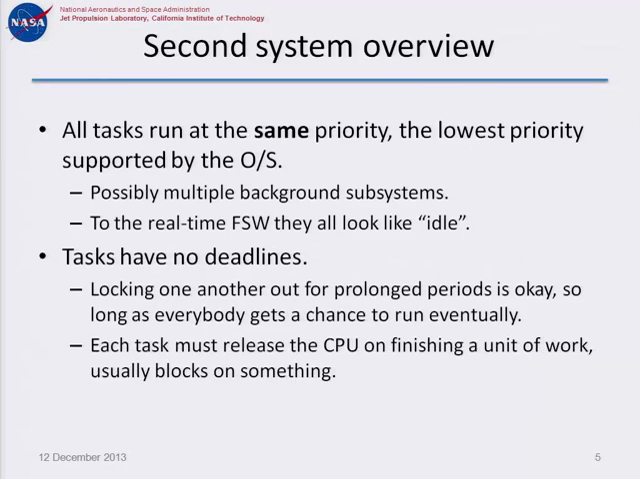The nature of this second system in flight software, I would contend, is something like this. All the tasks run at the same priority. It's like a desktop as opposed to a real-time system. The priority is not important. What's important is time sharing, time slicing. You might have a number of these background subsystems, and to the real-time flight software, they all look like idle because they're all interruptible at any time, just like the idle tasks.